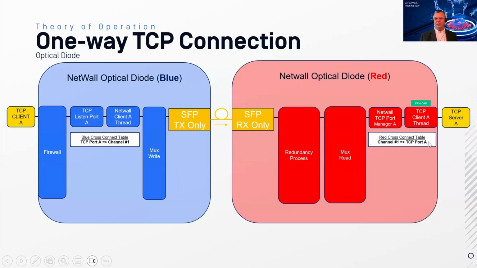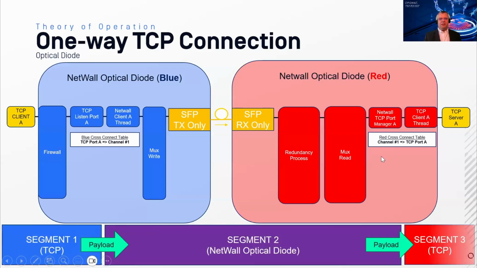Okay, so there is again a cross-connect table on the red side, which moves the data from channel 1 into the outgoing TCP port. Then the red data diode opens the TCP connection in the destination network to the destination server, delivers the payload, and that's the full story.